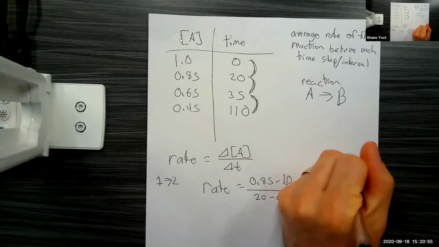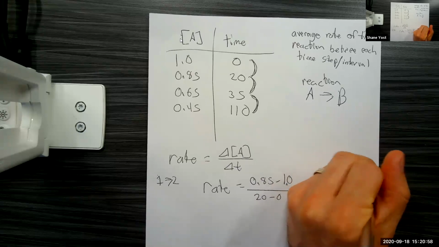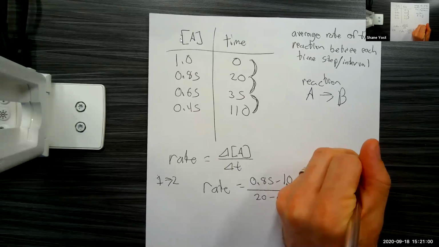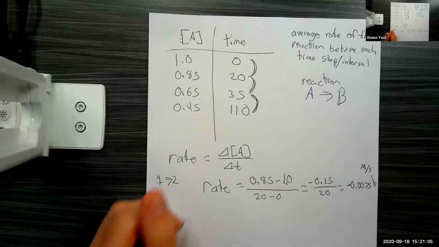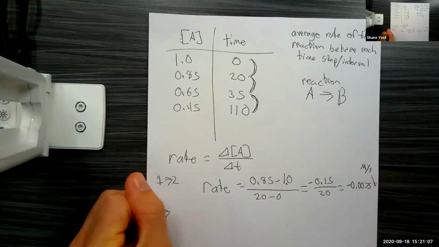That's minus 0.0075. And that has units of molarities per second. Rate always has units of molarities per second. From 2 to 3, right?